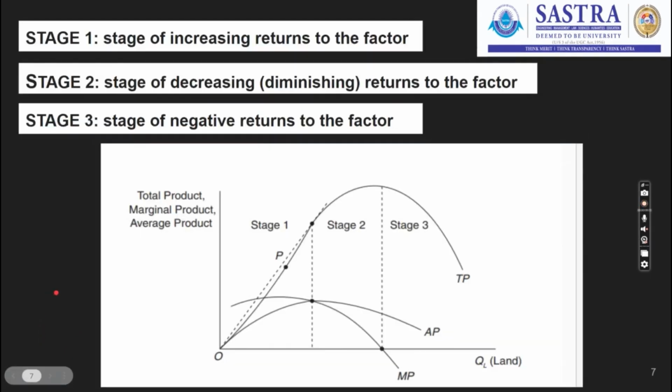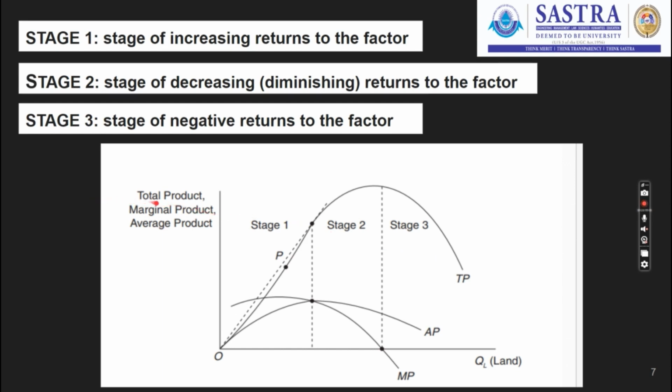Moving on to the next topic, which is the stages of production. There are 3 stages of production. Stage 1, which is a stage of increasing returns to the factor. Stage 2, which is a stage of decreasing returns to the factor. And stage 3, which is a stage of negative returns to the factor. This graph shows us the trends of total, marginal, and average product in these 3 stages of production.